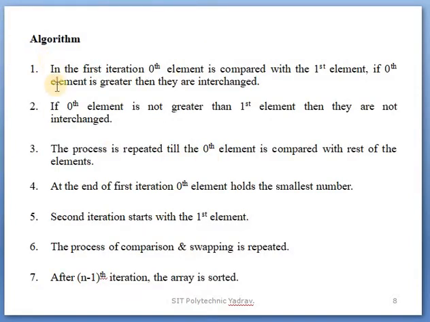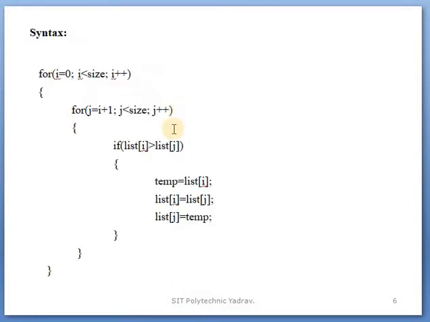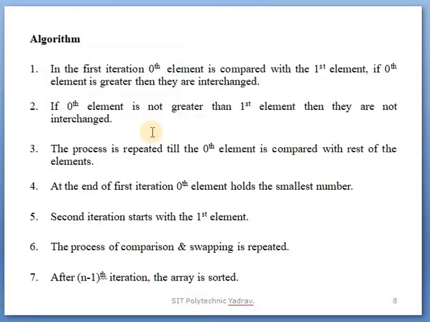Algorithm. In the first iteration, the 0th element is compared with the first element. If the 0th element is greater, they are interchanged. Otherwise, if the 0th element is not greater than the first element, they are not interchanged.